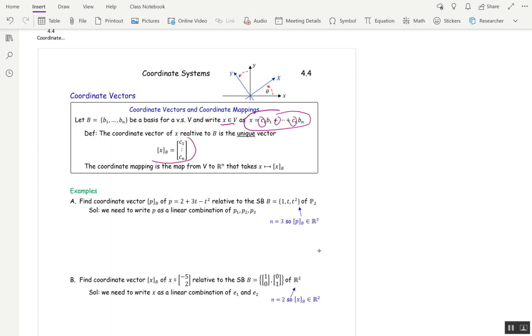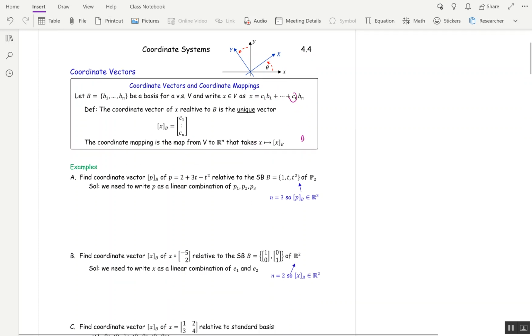So this is our coordinate vector, and the notation is: you draw the vector and then put square brackets around it and a b below, meaning relative to the basis you've chosen. This gives you a mapping from the vector space to Rn. Every vector x in the vector space gets mapped to a coordinate vector [x]_B, which lives in Rn. So a little confusing, but I think with some examples, you'll be like, oh yeah, I get it.